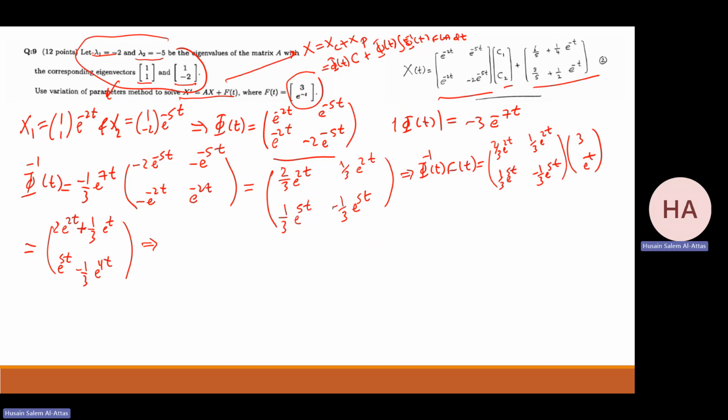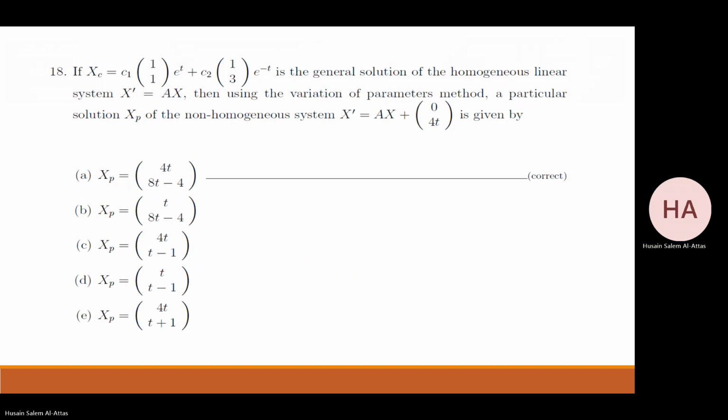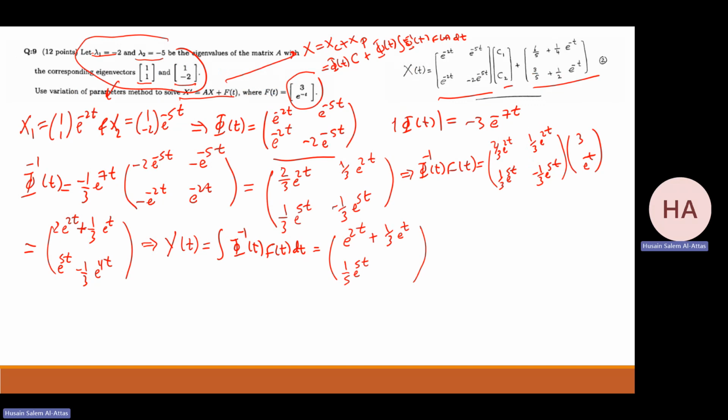Good. So now I need to find y of t, which is the integral of this. Be careful with the calculation. Yeah, just sometimes I need to double check that what I'm doing is correct. Yeah, be careful here. e^{2t} is easy, plus 1 over 3 e^t. Yeah, that's very easy. Differentiate, you should get this. Now I have 1 over 5 e^{5t}. Oops. And this one minus 1 over 12 e^{4t}. Yeah.